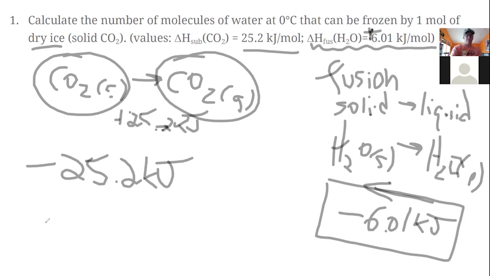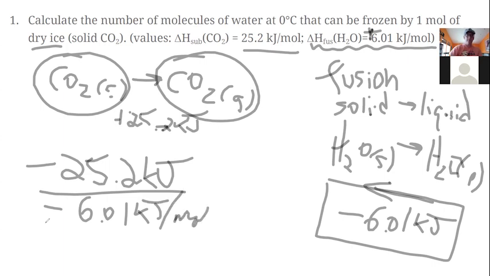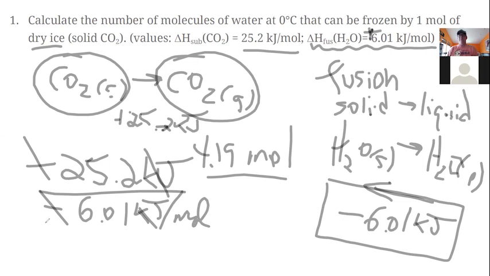Because 25.2 kilojoules divided by minus 6.01 kilojoules per mole. My negatives cancel out. My kilojoules cancel out. And I have 1 over moles. Well, that's moles. So it's just a little over 4 moles. So 25.2 divided by 6.01, that's 4.19 moles. And then let's multiply that by Avogadro's number to get molecules.